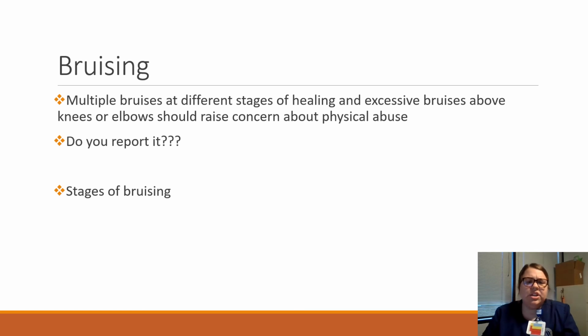So bruising. There's multiple stages for bruising. But another thing is if there's different bruises at different stages of healing, and there's excessive bruises above the knees or elbows, it should raise some concern for physical abuse. Now, we know that children, especially younger toddlers, fall, so they get a lot of bumps and bruises on their lower shins. Okay, but if there's things on the core, the trunk, the arms, I'm going to be worried about it.